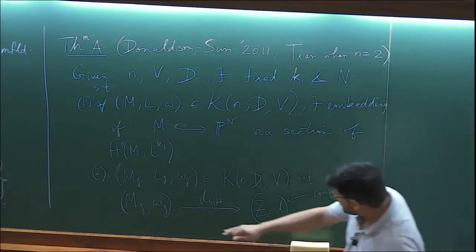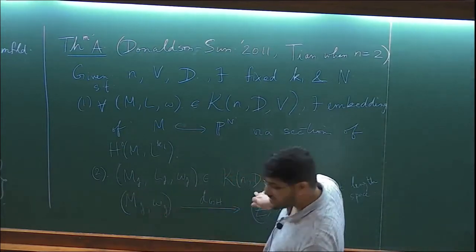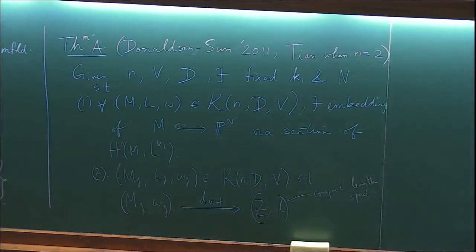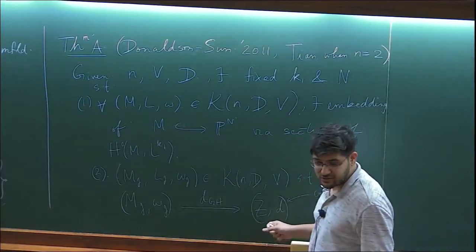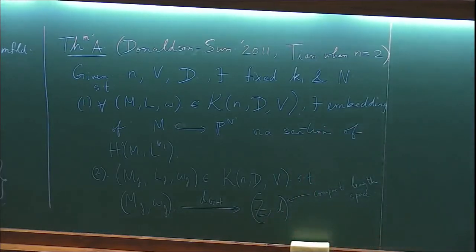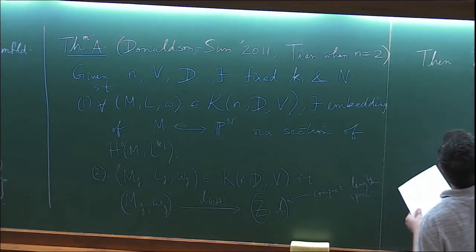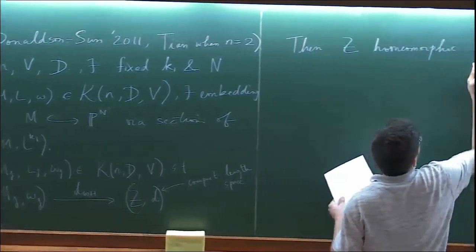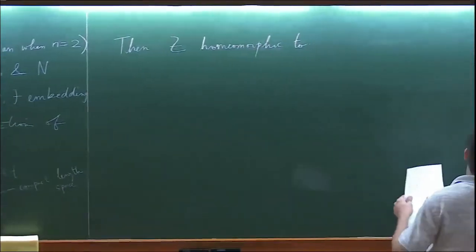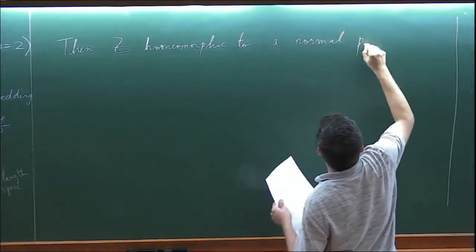And this is not a very strong hypothesis, because there's a classical theorem of Gromov's that if you take such a sequence in this family, then if you pass to a subsequence, you will always get convergence in the Gromov-Hausdorff sense to a limiting metric space, right? So this is not a very strong hypothesis. But then the punchline is that Z is actually homeomorphic to a normal projective variety.